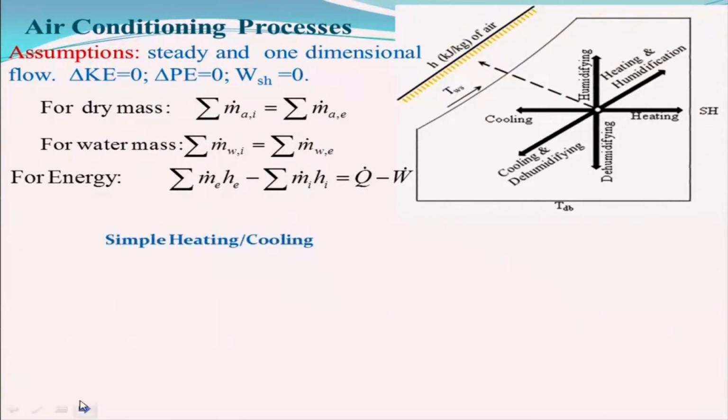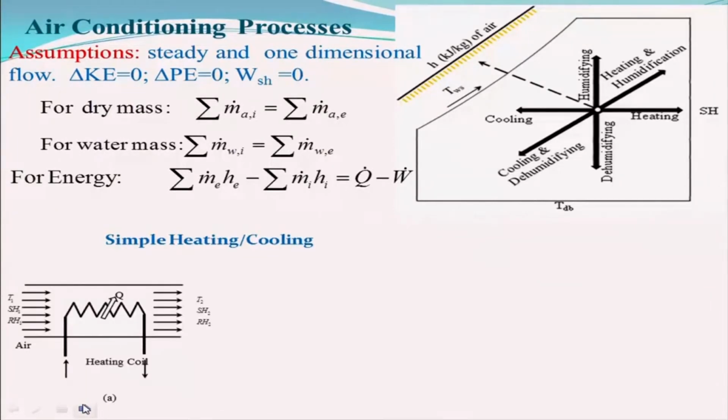So let us look at simple heating or cooling. Let us look at a simple heating coil we are having. There is some flow rate which is entering into this duct with a temperature T1 and SH1, that is specific humidity, and relative humidity. When you heat, there will be a change in the temperature definitely, because you are heating, right? If you are heating, what will happen? Temperature will increase, right? So what will happen to the specific humidity? What will happen to the relative humidity?